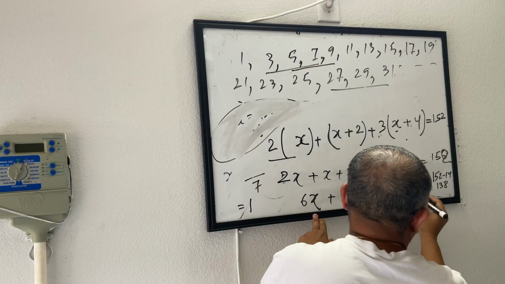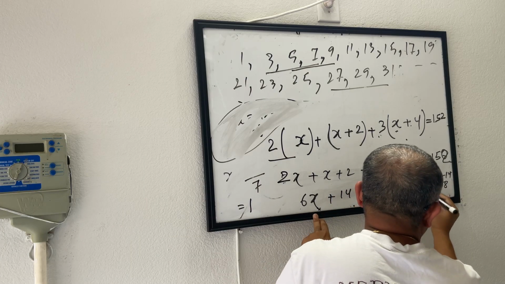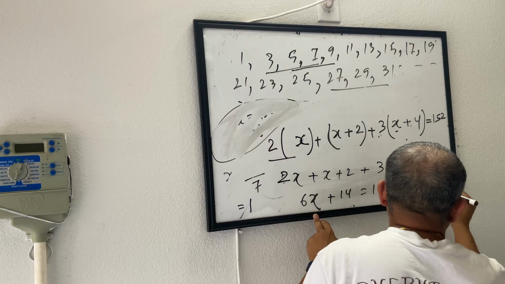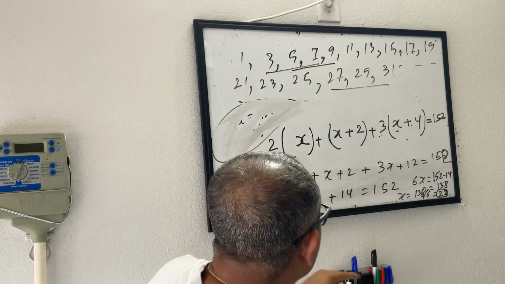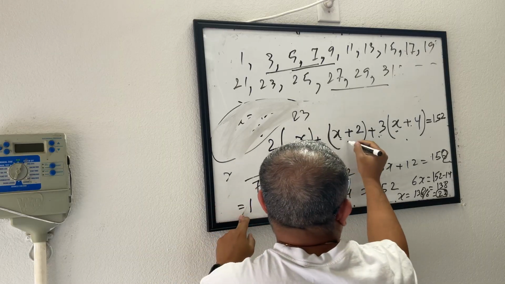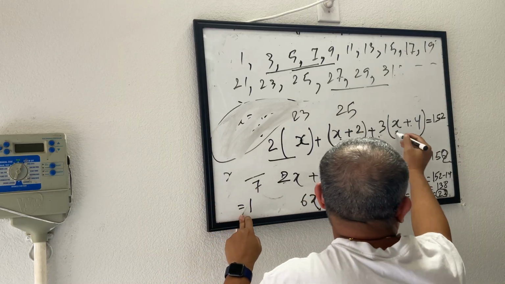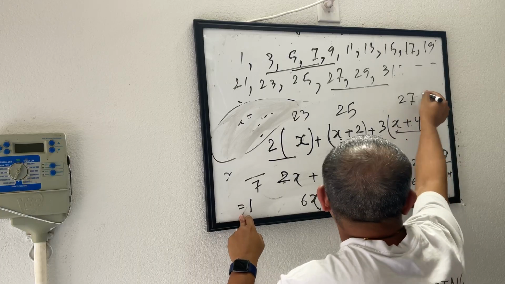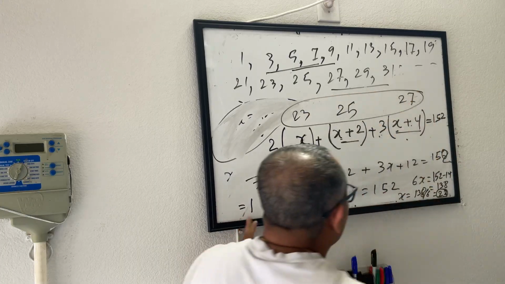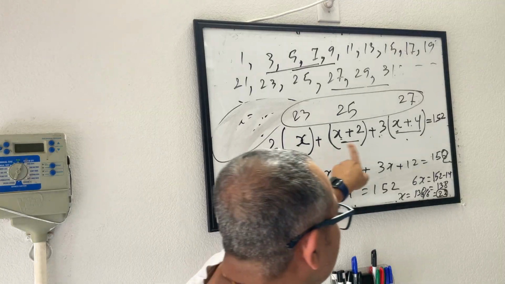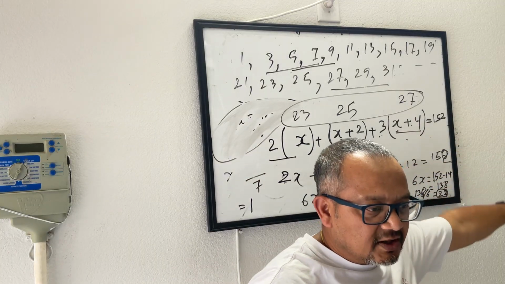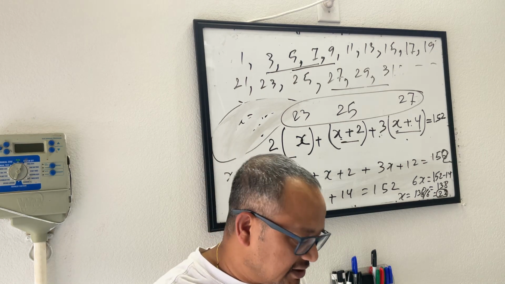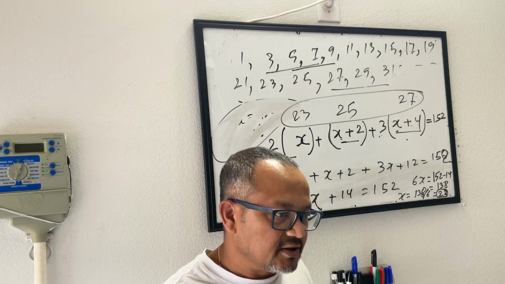So x will be equal to 138 divided by 6, which is, 6 2s are 12 and 6 3s are 18. So my numbers are 23, 23 plus 2, 25, and 23 plus 4, 27. These are my three numbers. Based on this rule, I'll get 152. Is that making sense to you guys, or did I get you more confused?